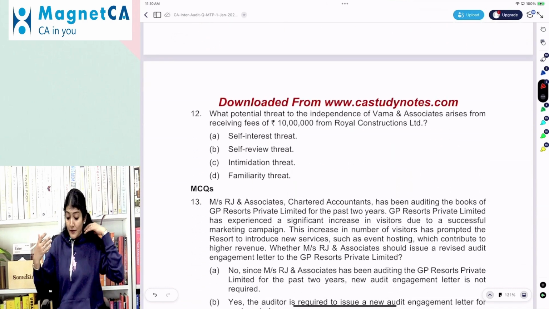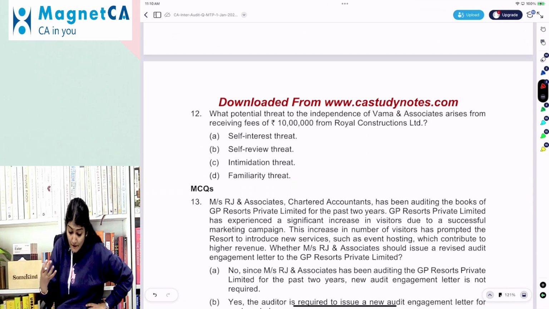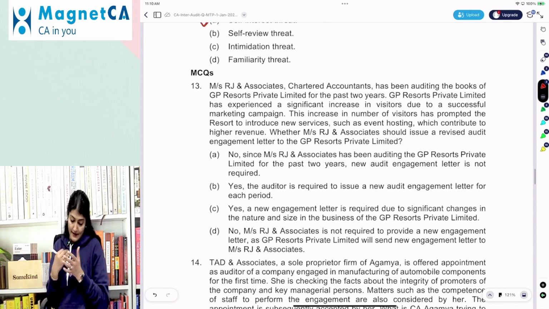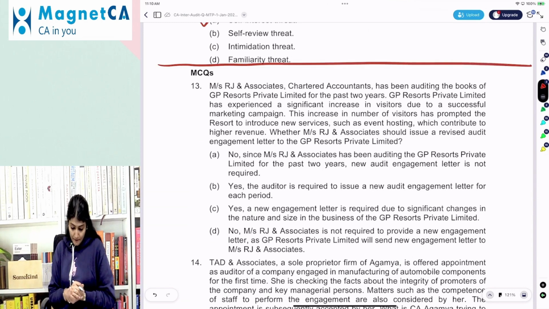And what potential threat to the independence of Varma and Associates arises? Of 10 lakh, obviously it's a self-interest threat, right? Because they have the fear of losing the client. Okay. And now coming to some general MCQs.